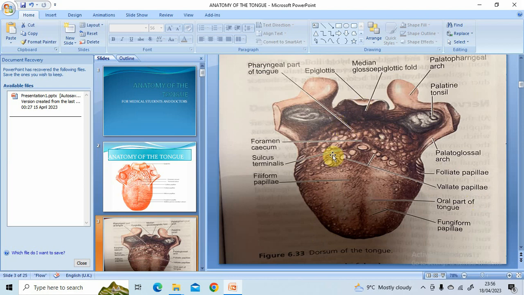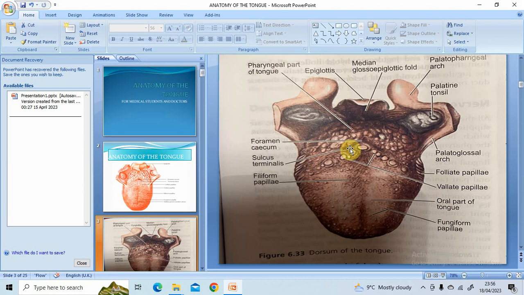If you look at this diagram, you will see, as I mentioned, that there is a midline fibrous septum dividing the tongue into two muscular halves. This is the midline fibrous septum, so you can see we have the two muscular halves, the right and the left.